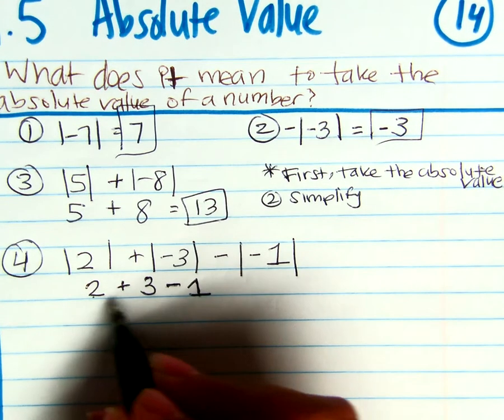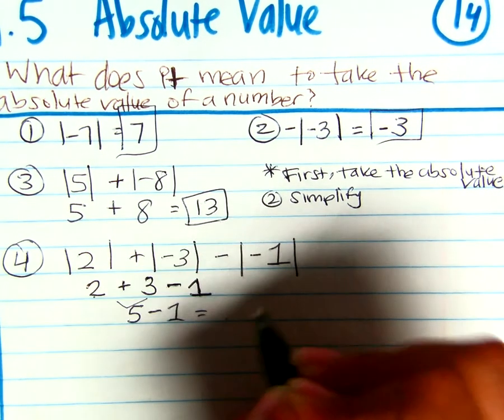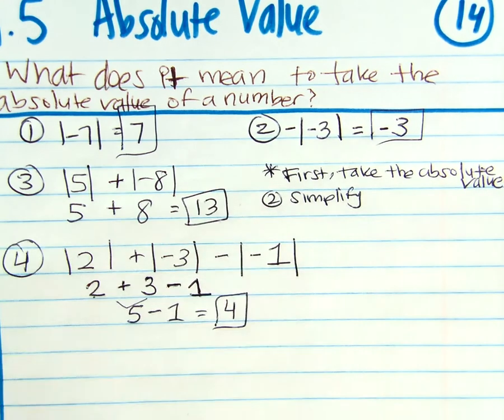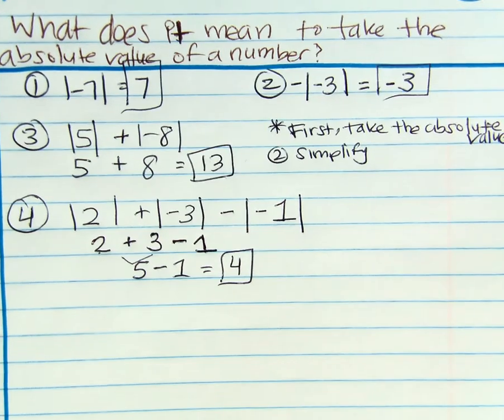What is 2 plus 3? 5. We have 5 minus 1 is 4. So not too bad, right? As long as you remember to take the absolute value first, it really does help.